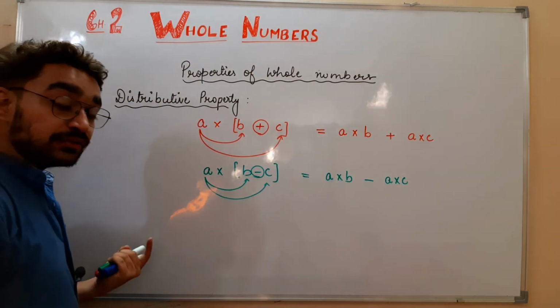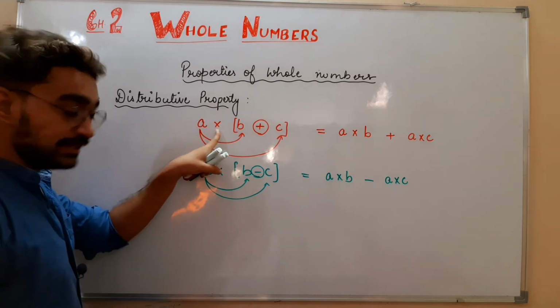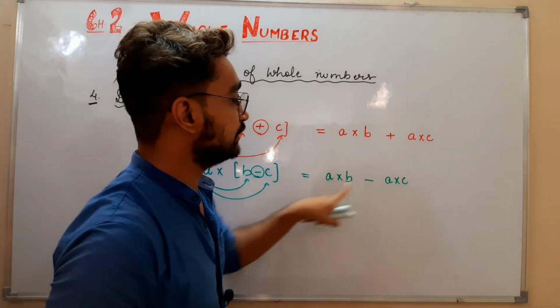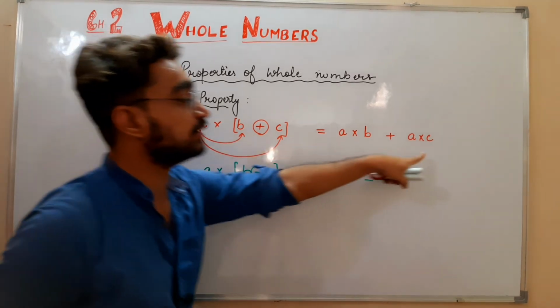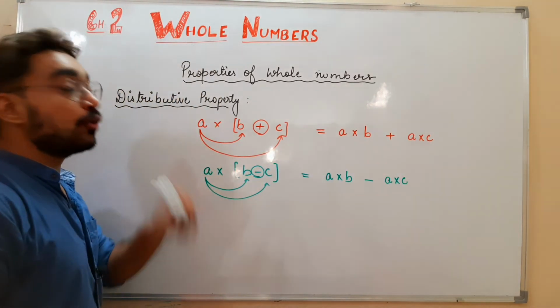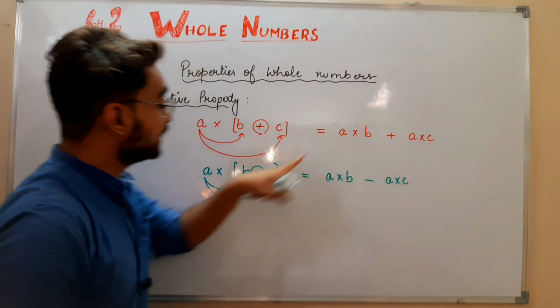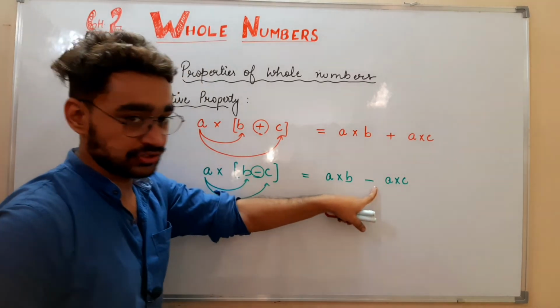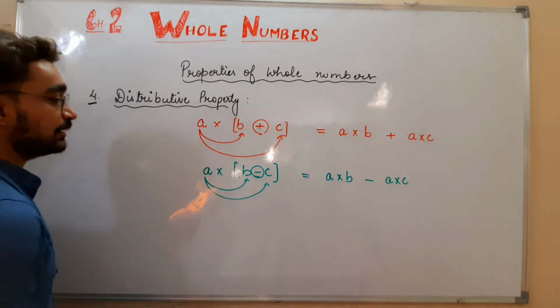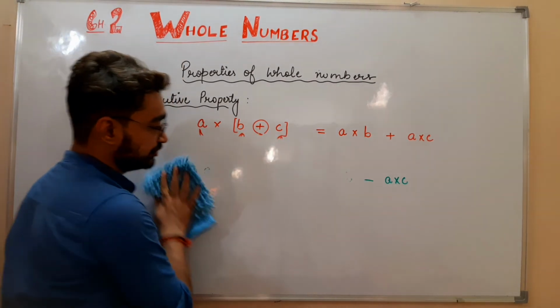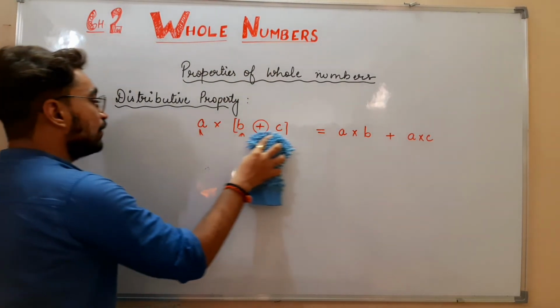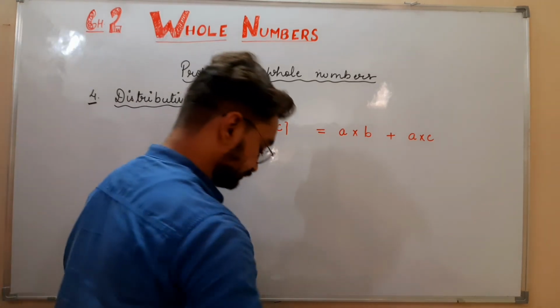I am repeating my word, distribution of multiplication, because multiply is getting distributed. Here one multiply is there, but two multiplies are coming. Over addition, if the symbol is addition here, over subtraction, if minus is there. So distribution of multiplication over addition or subtraction. Let us just take one example of how to use it.